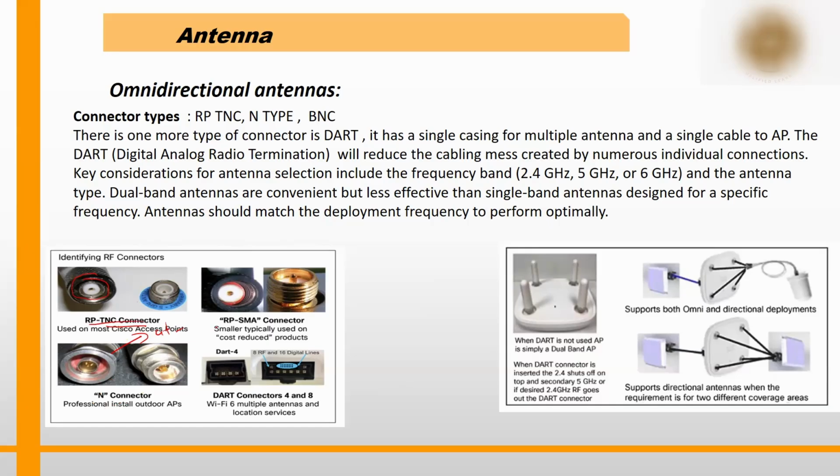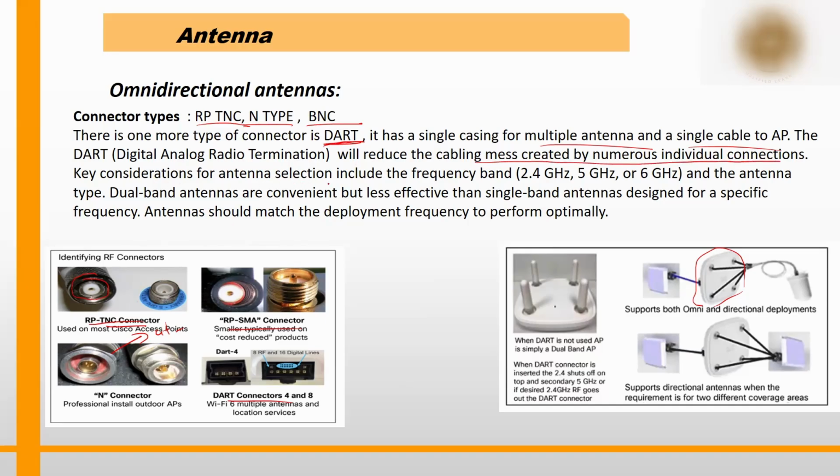That is RP TNC connector, RP SMA connector, and there is a DART connector like this. So these are the antenna connectors. There is one more type of connector that is called as DART connector. BNC is there, N type, RP type. So this is the DART connector. This is a collection of antennas. It's a single casing that will have multiple antennas and a single cable to the AP. The DART will reduce the cabling mess created by numerous individual connections.